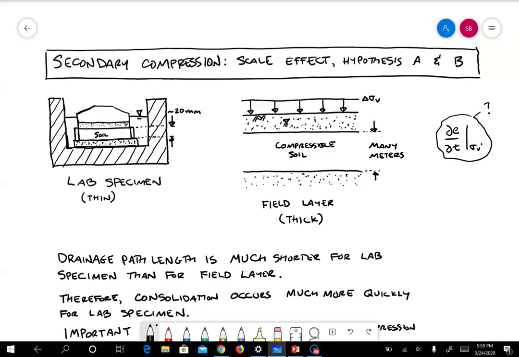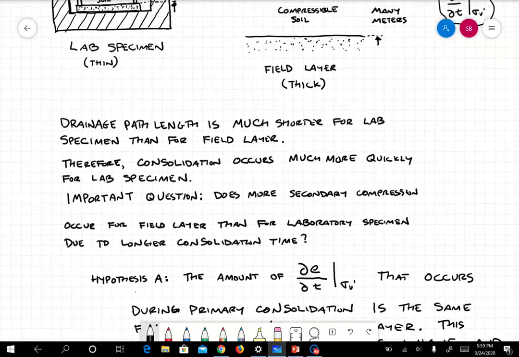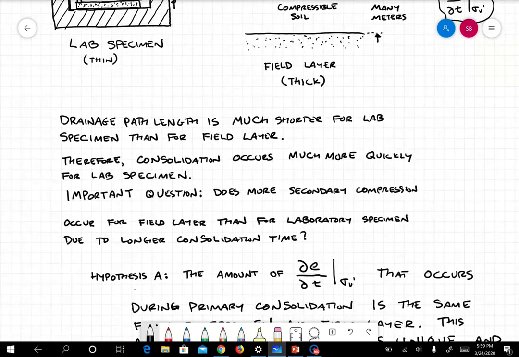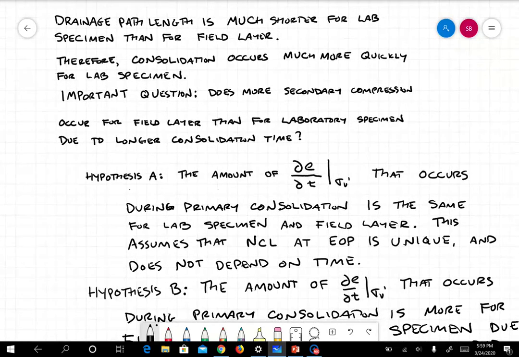The drainage path is much shorter for the lab specimen than for the field layer, therefore it consolidates much faster. The important question we're trying to answer here is, does more secondary compression happen for the field layer than for the laboratory specimen? And if it does, that means that maybe what we're measuring in the lab is not going to be representative of what actually happens in the field. We might have to make some sort of adjustments for the time scales and the amount of secondary compression that might happen in the field that's additional to what would happen in the lab.